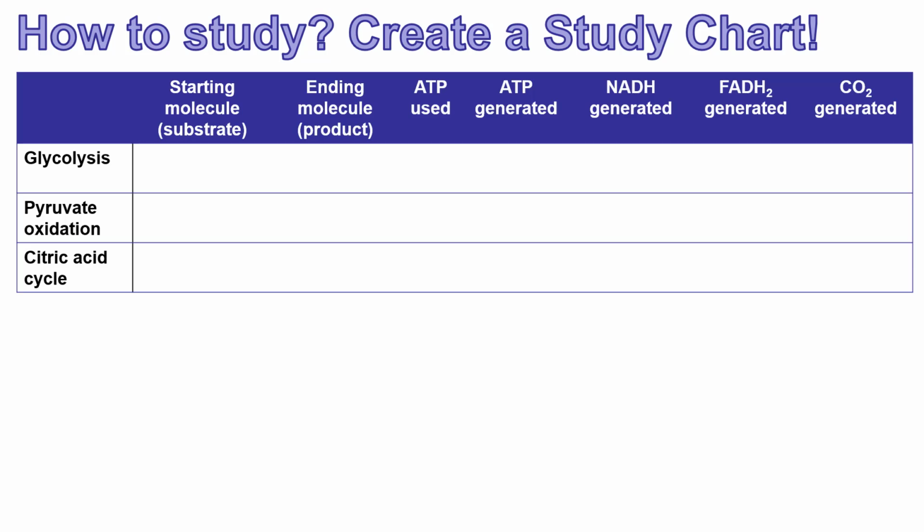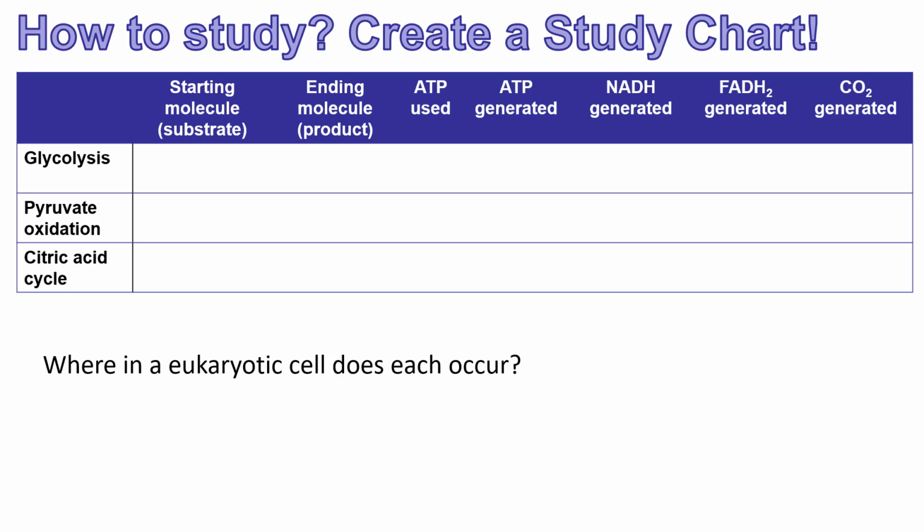So through glycolysis, pyruvate oxidation, and the citric acid cycle, what's the starting molecule, also known as the substrate? What's the ending molecule in those stages? That would be the product of glycolysis, pyruvate oxidation, or the citric acid cycle. How many ATP are used? How many ATP are generated in these stages? How many NADH are generated, and how many FADH2 are generated? And finally, how many carbon dioxide are generated? Now, if you want to take it one step further, put down another column that asks, where in a eukaryotic cell does each stage occur?